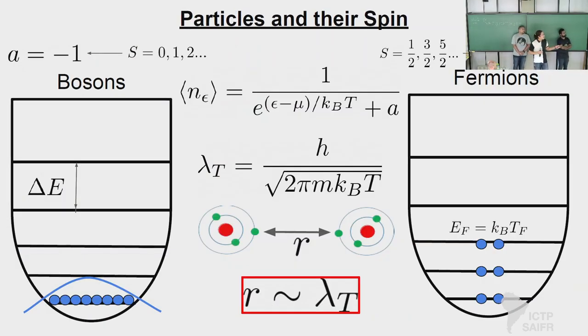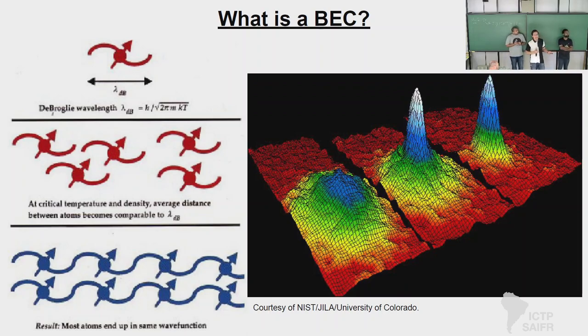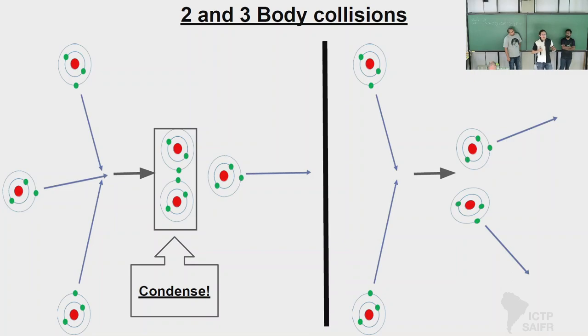So if we have this, we can put all the particles on the ground state, and we are going to call this a BEC. But there are certain details about the chemical potential and other questions, like the heat capacity. In fact, we say that we have a BEC when the wave functions of the different particles overlap and become only one wave function, right?